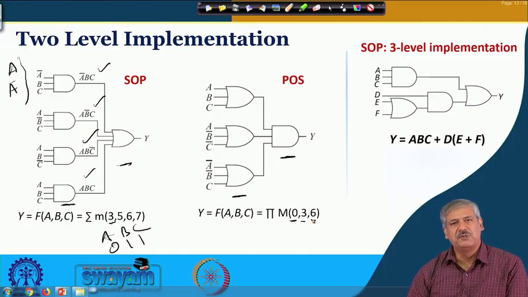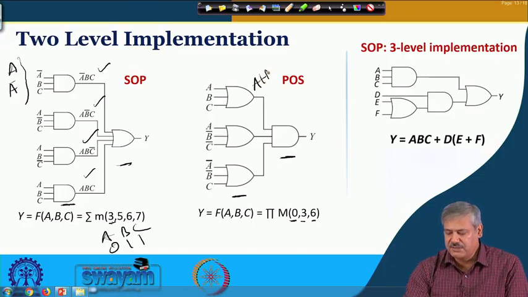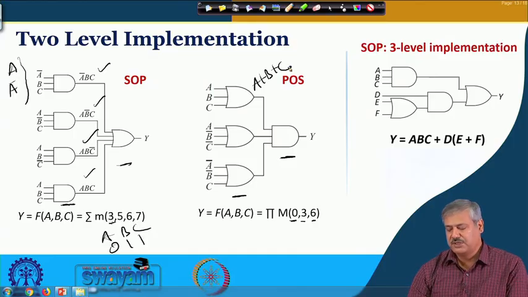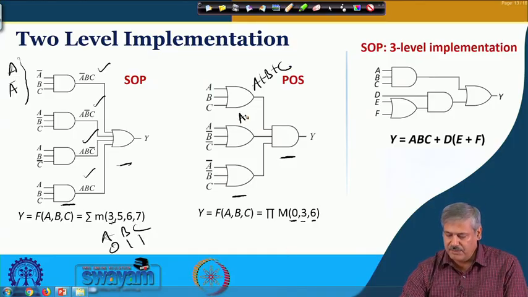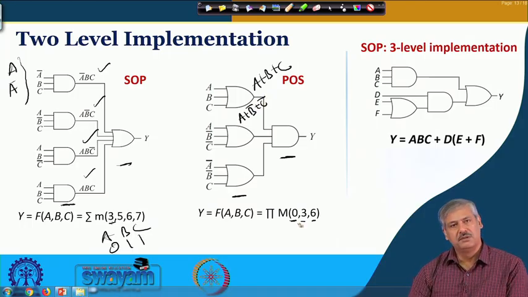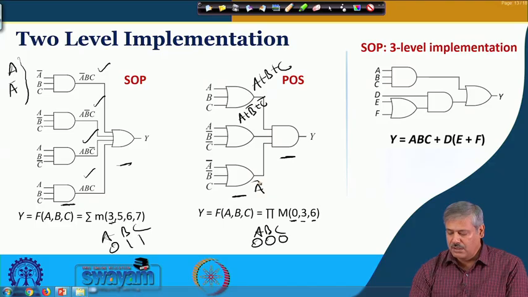0 means A plus B plus C. So, this is your A plus B plus C. 3 is your A plus B bar plus C bar. As we have noted, 0 is 0 0 0, so whenever 0 is there, it will go uncomplemented for Maxterm generation. Finally, 6 is A bar plus B bar plus C. All of these outputs are summed and ANDed, and we get the final output.